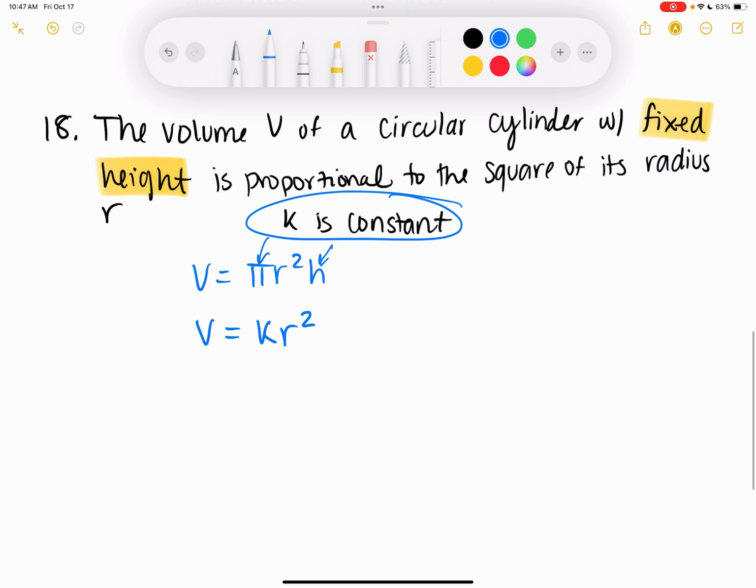So what's the part about the square of its radius? Radius squared. But why does it have to even mention proportional to the square of its radius? Because if you divide V by that, then it's equal to r squared. So that would be a proportion. Okay.